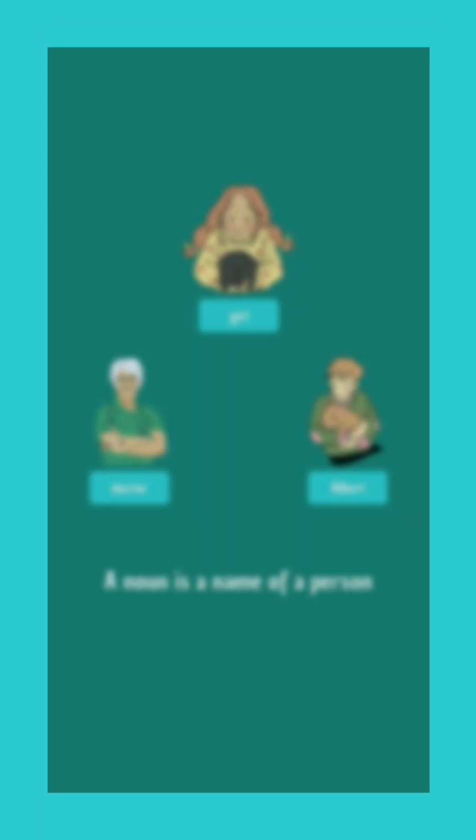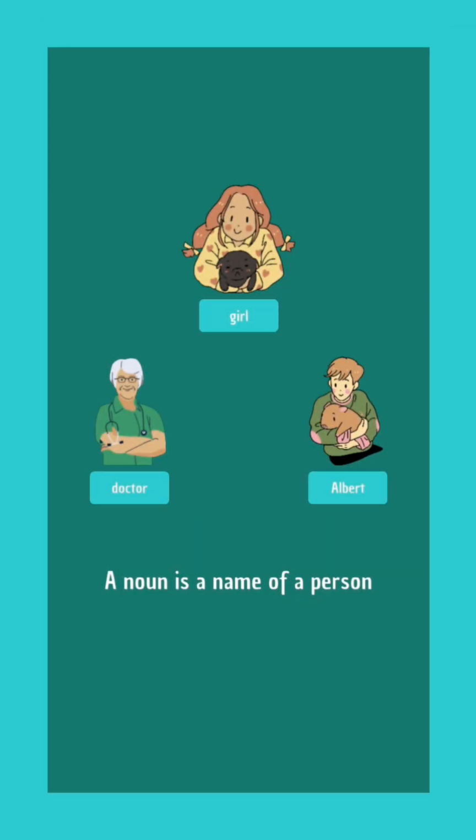Now here we are seeing that a noun can be the name of a person. For example, girl, doctor, or Albert. Girl and doctor are common nouns because they are general names. Albert is a proper noun because it is a specific name. So any name we use for a person is called a noun.